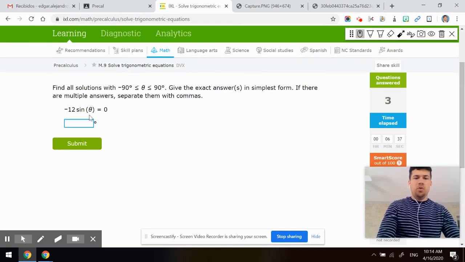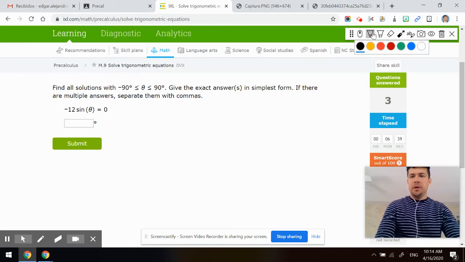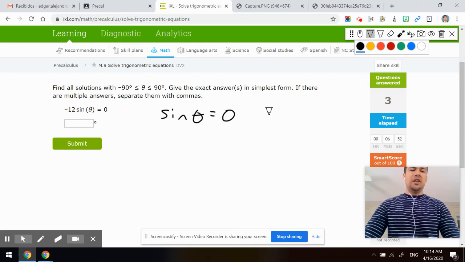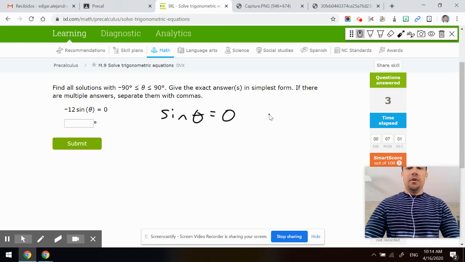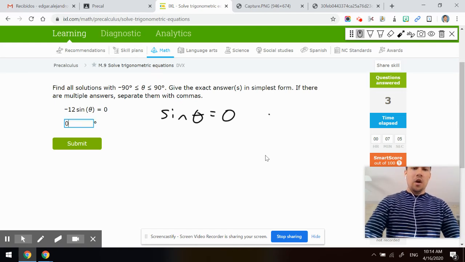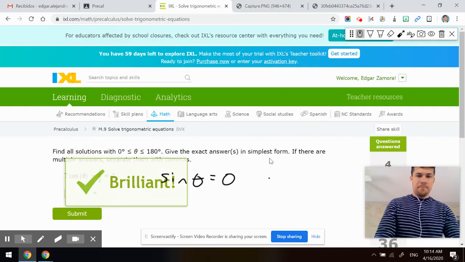By throwing in a negative 12. Well, this isn't really a big deal when your equation is set equal to 0 anyways. So you can really just divide both sides by negative 12, and you have sine of theta equals 0 divided by negative 12, which is still 0. So you're still looking for a sine value that gives you 0, somewhere between negative 90 and 90. And that's actually going to be at 0 degrees. Again, all of this you can check with a unit circle by your side.